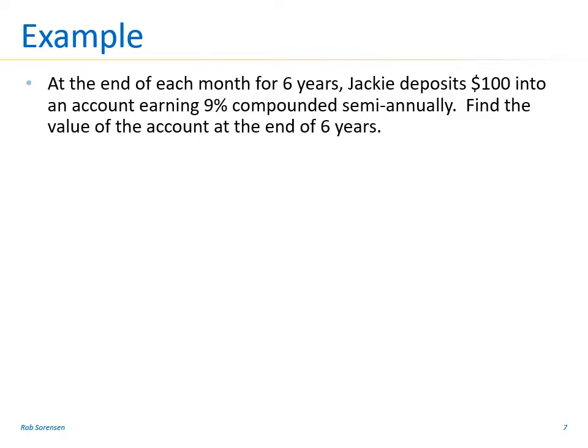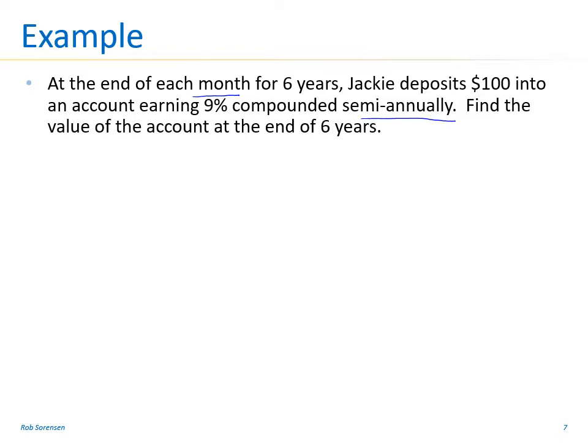At the end of each month, for 6 years, Jackie deposits $100 into an account, earning 9% compounded semi-annually. Let's find the value at the end of 6 years. And so if we have a look at these, we can see a couple things on the go here. The deposits are monthly, but the rate is semi-annual. They don't match anymore. That means we've got a general annuity.